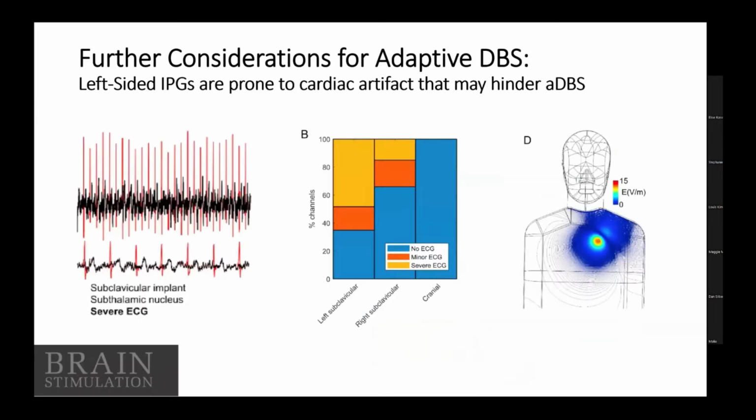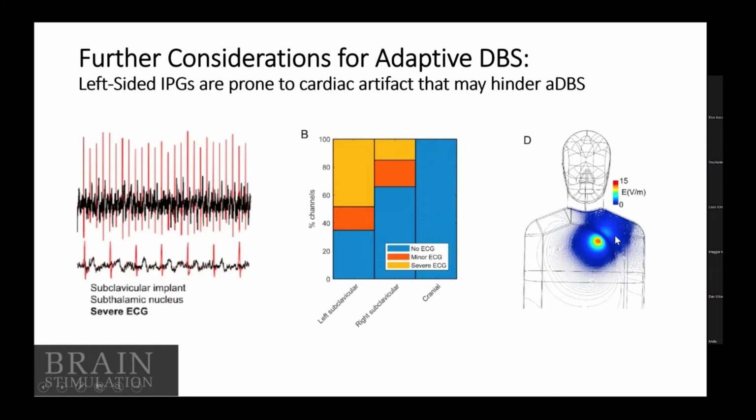Another potential source of artifact that we studied, and this was work published in Brain Stimulation, you may identify this complex as a PQRS T wave, which is obviously cardiac artifact. And what we saw in this work was that patients implanted with left subclavicular implants are significantly more impacted by cardiac artifact, roughly 50% of them, compared to less than 20% with a right subclavicular implant. And patients that had cranial implants had no cardiac artifact.